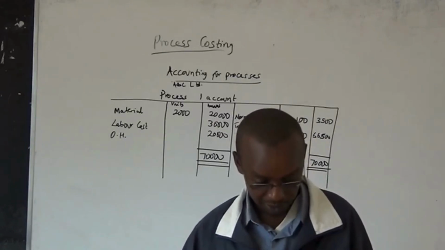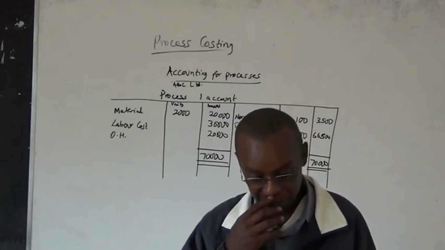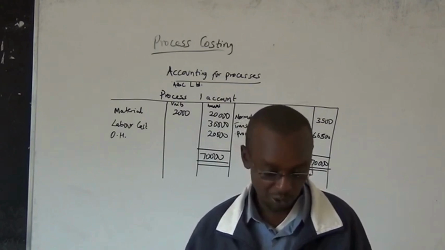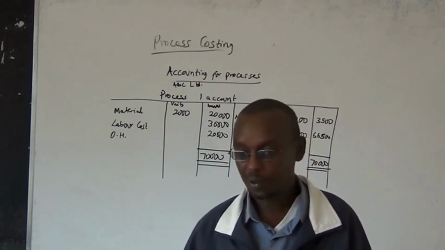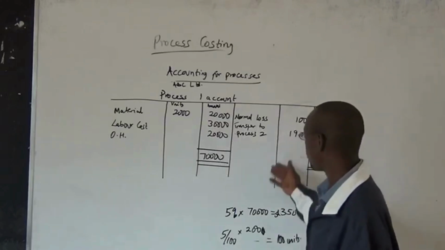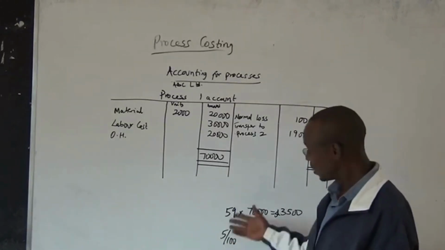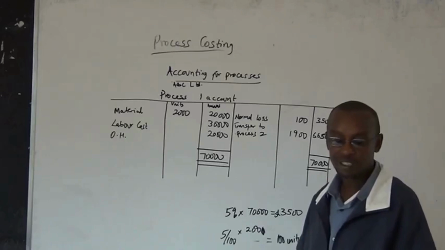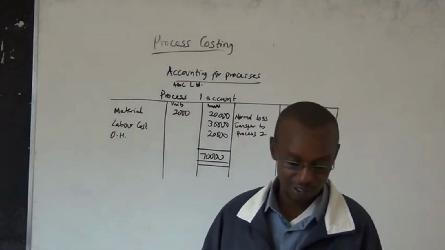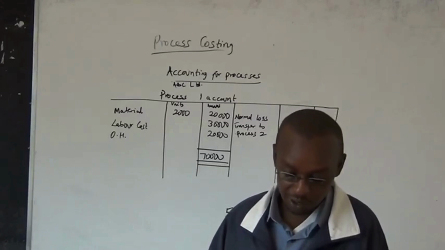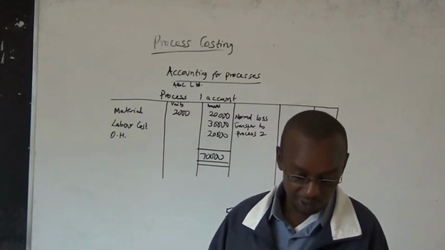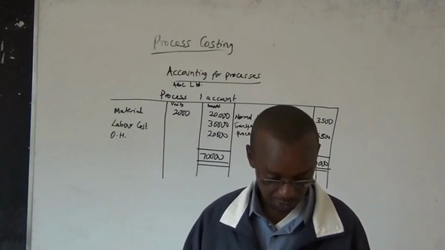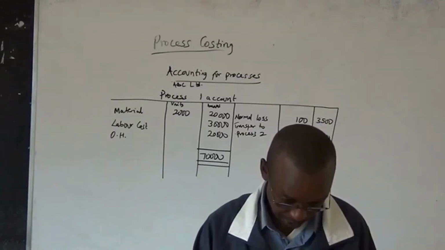So, abnormal gain. In some instances, the actual output may be greater than expected. Or put in other words, actual loss is less than the normal or expected loss. We have an expected loss of 5%, isn't it? But right now, the actual we have incurred is less than 5%. That's an abnormal gain. Okay? So in a case where abnormal gain has no scrap value, the cost per expected unit is equal to input costs.